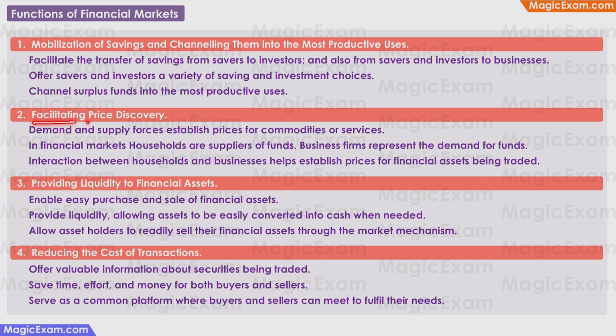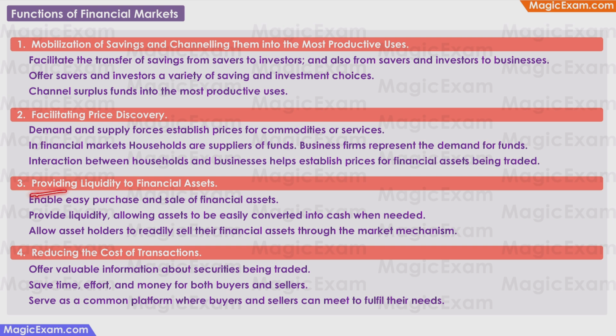The second one, facilitating price discovery. Suppose I have 10 Infosys shares with a face value of 10 rupees each. What is the current market value of these shares? Now the demand and the supply of Infosys shares in the financial market, that is the stock market, will help me discover the current price of these shares. Similarly, when there is an interaction between the people who have money and the businesses who want money, the value of various financial assets like bonds or debentures can be discovered.